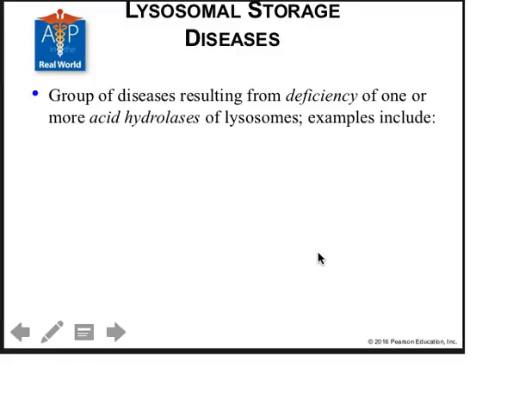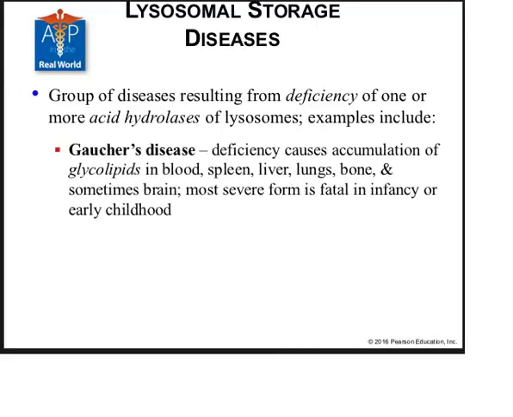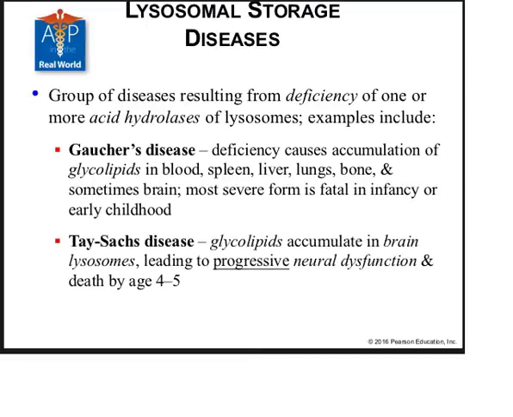A group of diseases that results from the deficiency of one or more acid hydrolases in lysosomes are classed as lysosomal storage diseases. Examples include Gaucher's disease, where a deficiency of a particular enzyme causes the accumulation of glycolipid in the blood, spleen, liver, lungs, bone, and sometimes the brain. Its most severe form is fatal in infancy or early childhood. And then Tay-Sachs, which, as we already detailed, results in the accumulation of glycolipids in the brain. This leads to progressive neural dysfunction and death, usually around age 4 or 5.